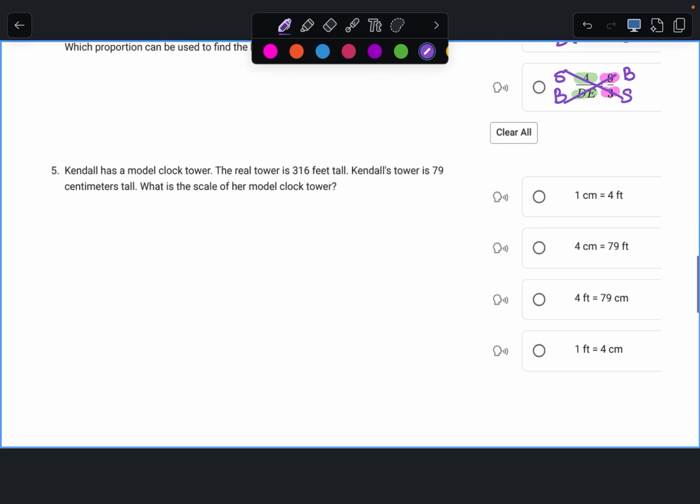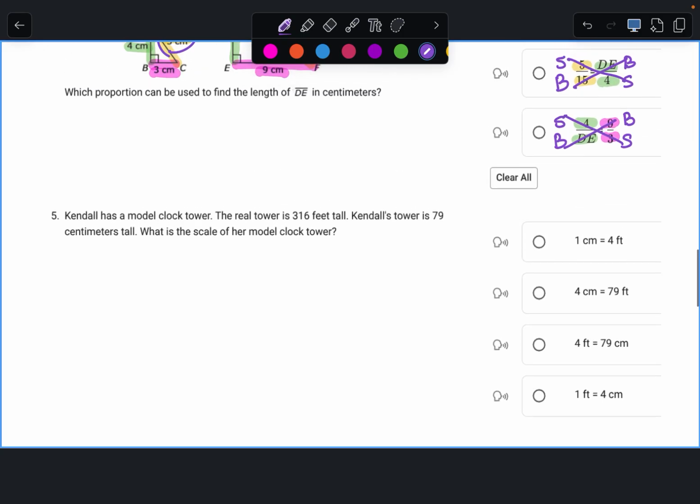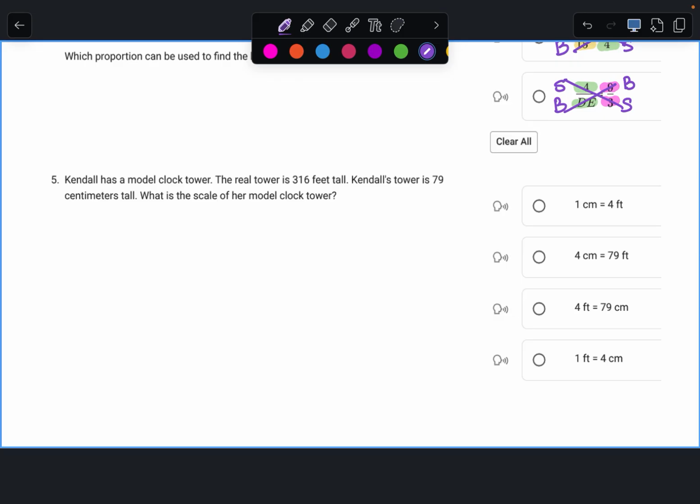All right, on number 5, Kendall has a model clock tower. The real tower is 316 feet tall. Kendall's tower is 79 centimeters tall. What is the scale? So I'm looking for the scale.